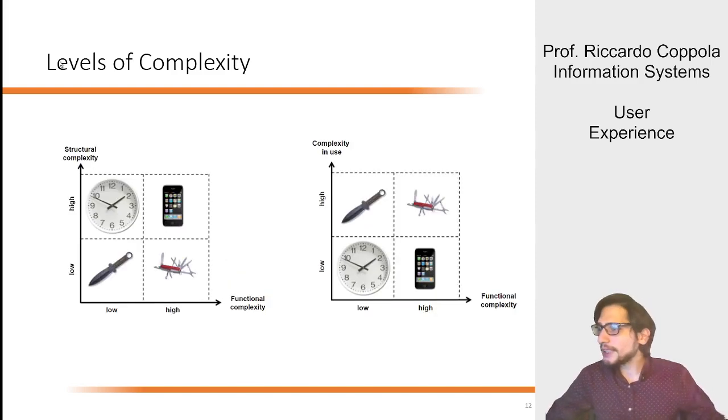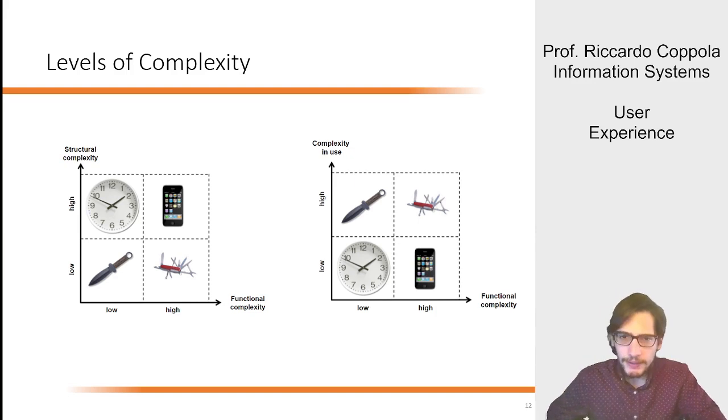The complexity in using the device can make things change, because if we look at the graph on the right, we put now on the y-axis the complexity in use. In the case of the complexity in use, we flip the graph, because it may be difficult to use a knife properly without harming yourself. And it is even more difficult to use a Swiss knife properly without harming yourself.